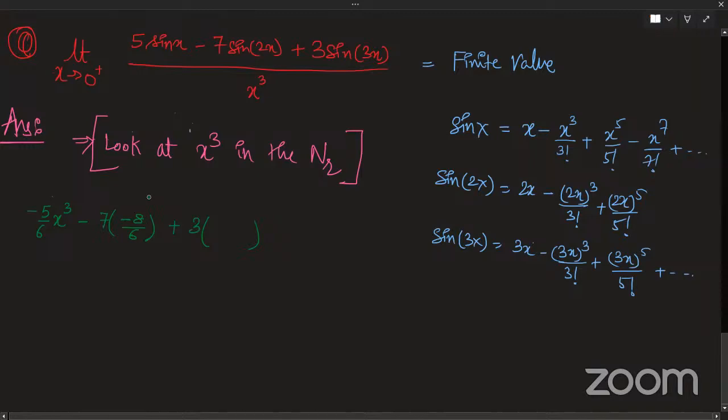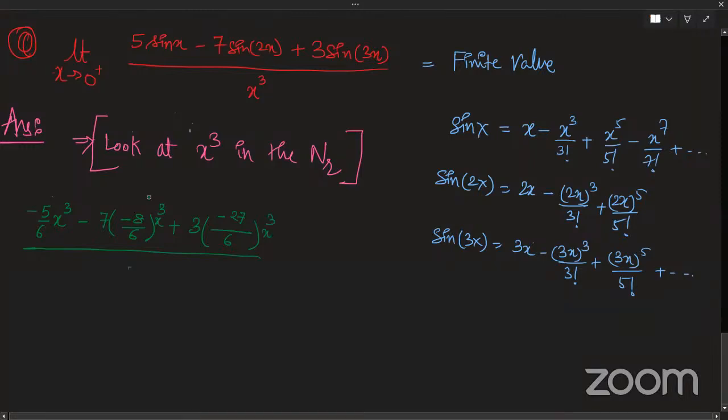Plus 3 times. Now in this sine of 3x, what is your coefficient? Is it 27 by 6 or minus 27 by 6? Minus 27 by 6. Whole divided by, this thing will come with x cube.